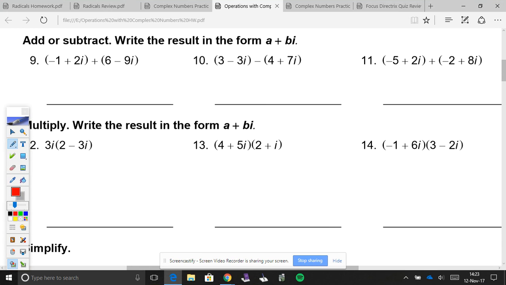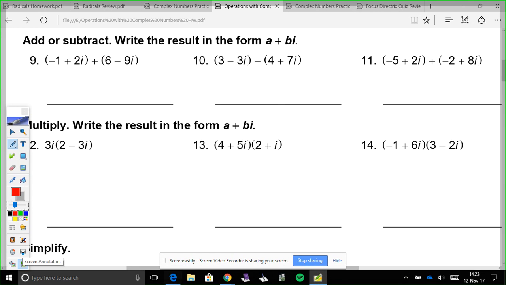When we're adding and subtracting, we're simply adding and subtracting like terms. So, real numbers together and imaginary numbers together. Don't really focus too much on the parentheses. They're not entirely important for adding purposes. I mean, they kind of are, especially when it comes to subtracting, but just combine your like terms.